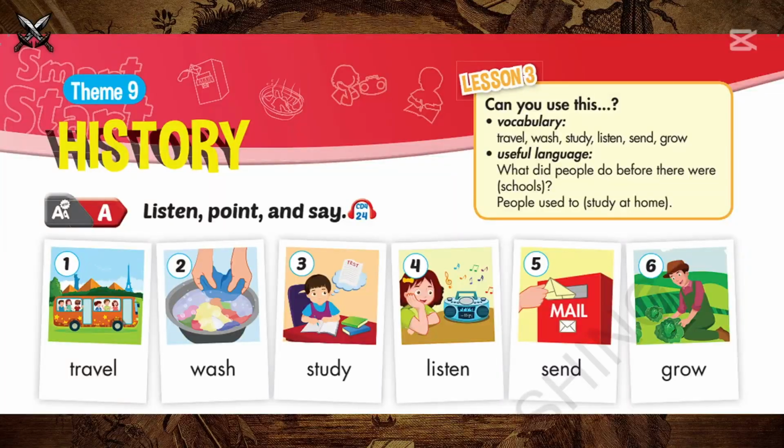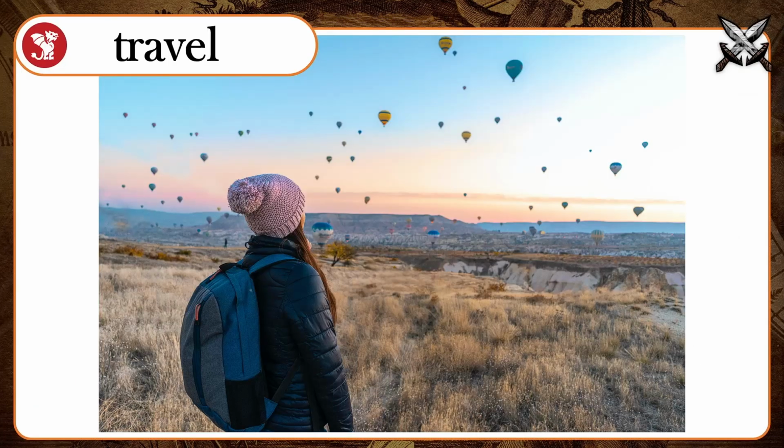Okay, first we are going to learn the vocabulary. We have six words, so we are going to learn word by word. Start with the first one. Travel. Travel means to go from one place to another place, or in Thai we call it เดินทาง.